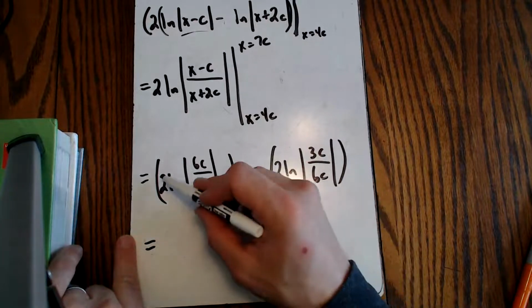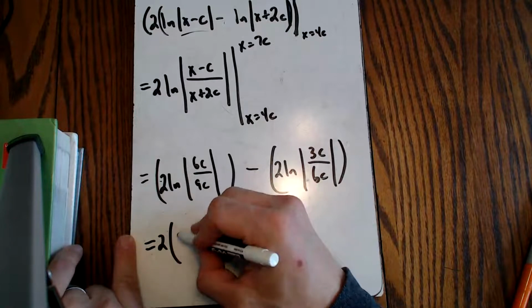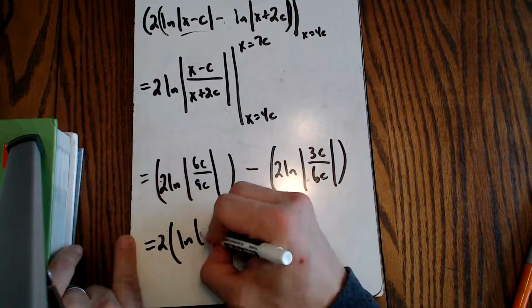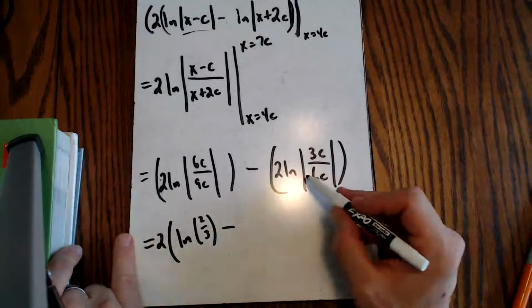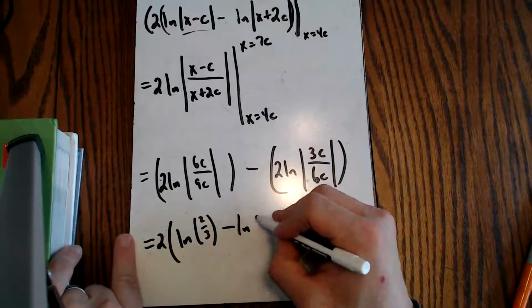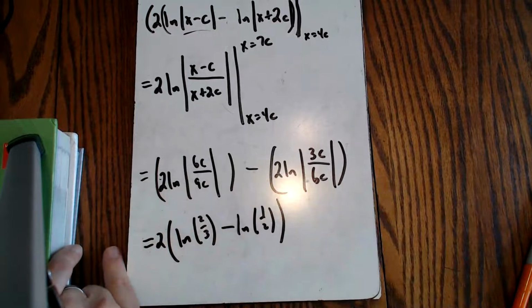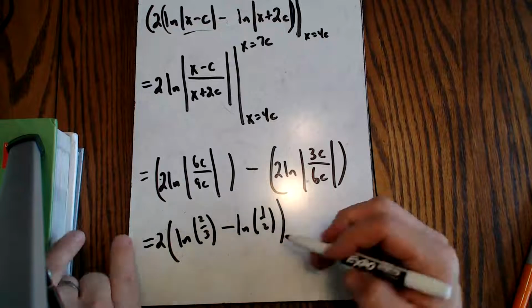So let's factor out the common factor of 2. I'm left with the natural log of 6/9, which is 2/3, minus the natural log of 1/2. And I could actually do this one more time now. The difference of logs is a log of a quotient.